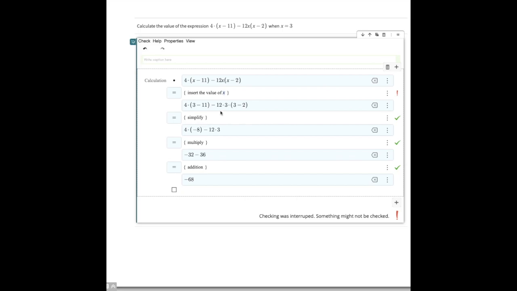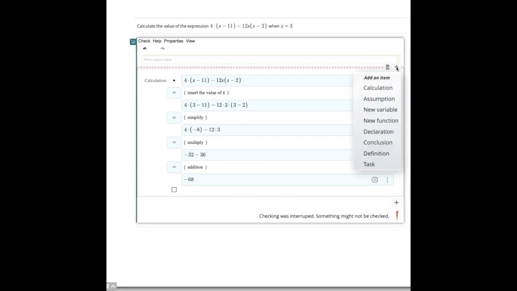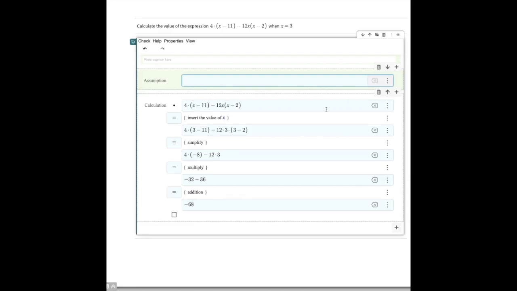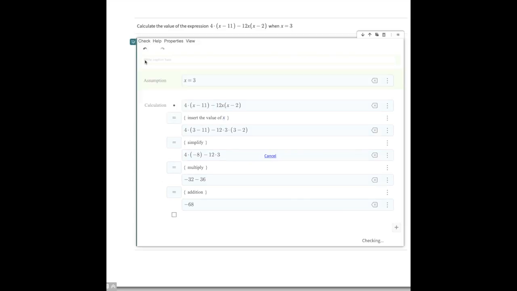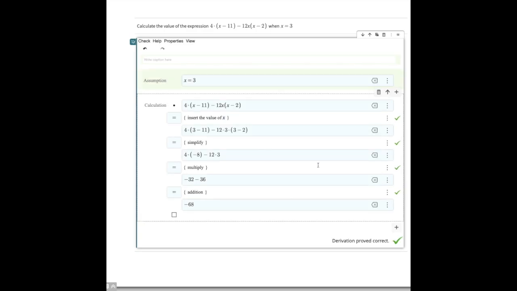So we need to give this additional information to the checker, and we do it by adding an assumption here. We click on this plus button on top of the calculation and choose assumption. And now we have an assumption field, and here we will write x equals 3 as an assumption to tell the checker that x has the value 3. And now we check the correctness again. And now everything is correct.